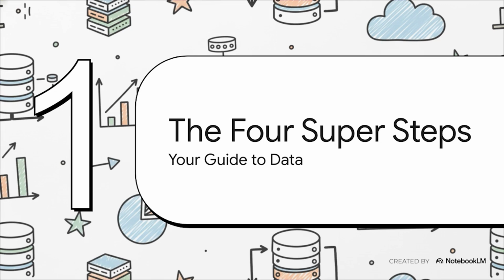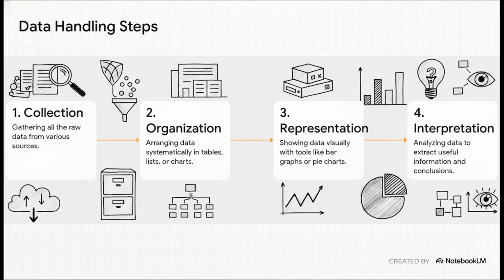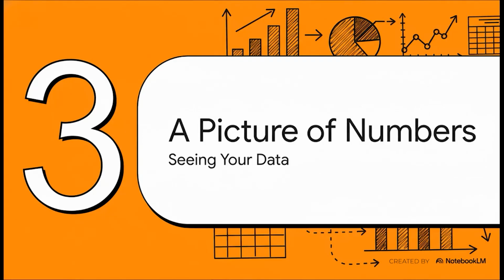Now, if you want to become a real data pro, there's a really simple 4-step map you can follow. Let's check it out. Okay, step 1 is collection. That's just gathering all your raw data, like our test scores. Step 2, organization. You've got to arrange it all neatly like we did in that table. Step 3 is representation. This is the fun part where we make cool pictures like charts to show the data. And finally, step 4, interpretation. This is where we figure out the story. What is the data actually telling us? That's the best part.